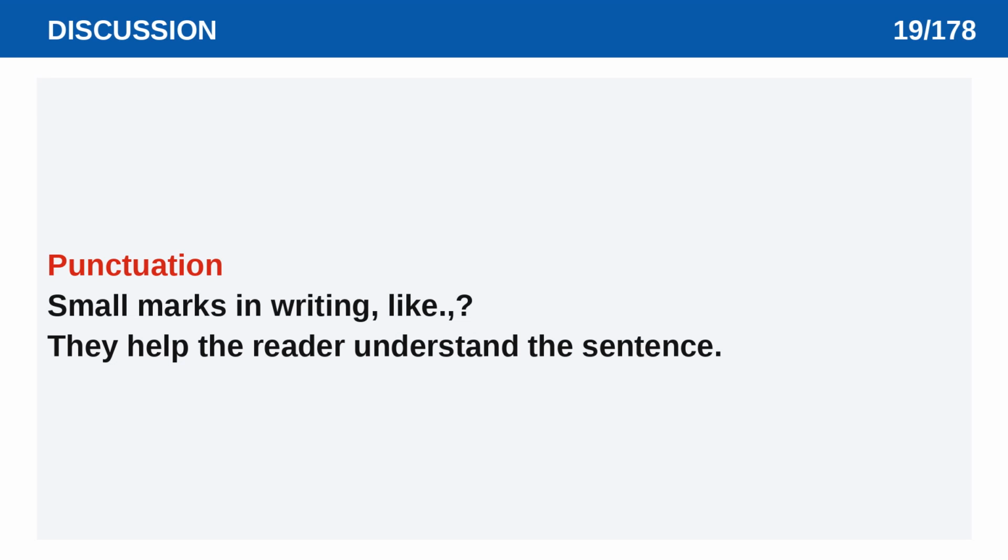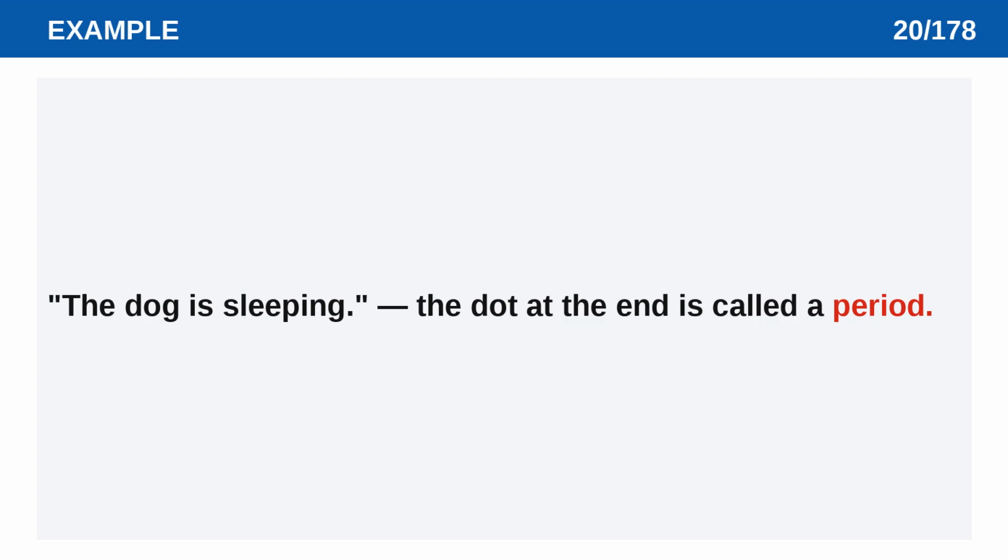Last, what is punctuation? Punctuation is the small marks we use in writing, like the period, the comma, and the question mark. These marks help the reader understand where a sentence stops, or what kind of sentence it is. Look at this small dot at the end of a sentence. This mark is called a period. It tells the reader, this sentence is finished.